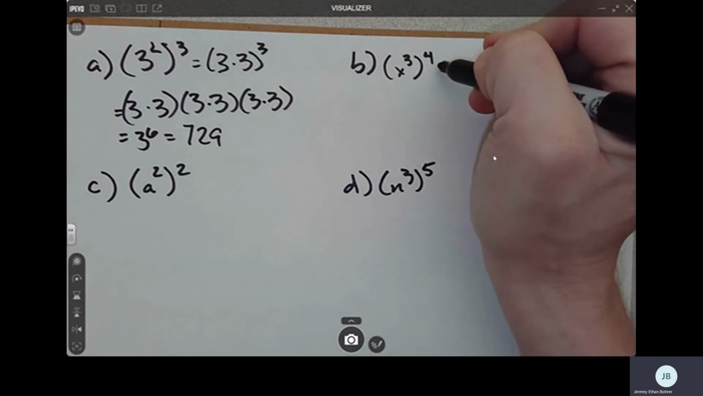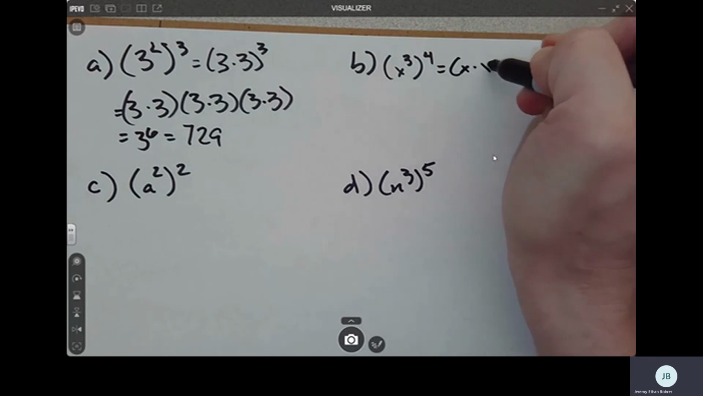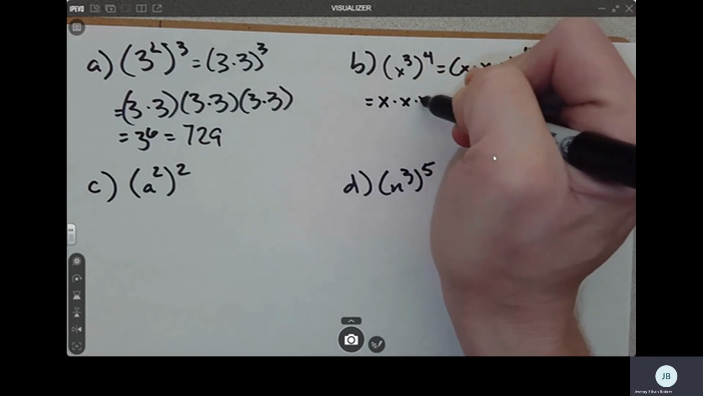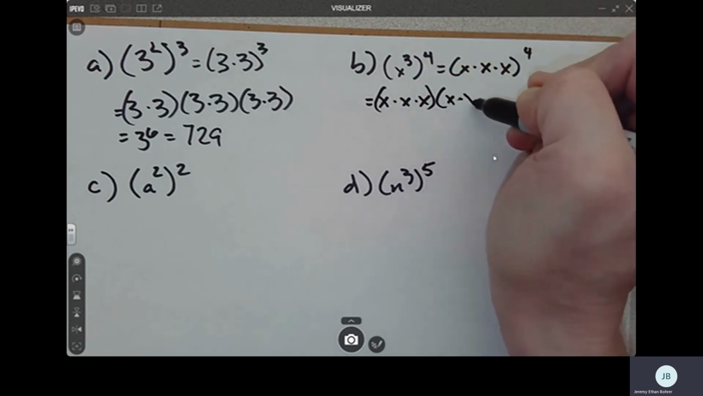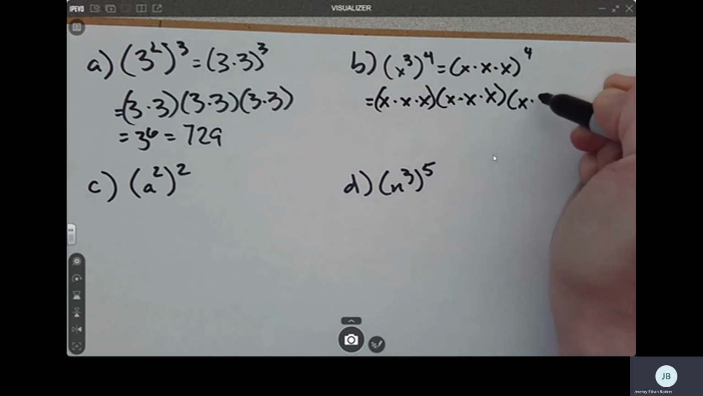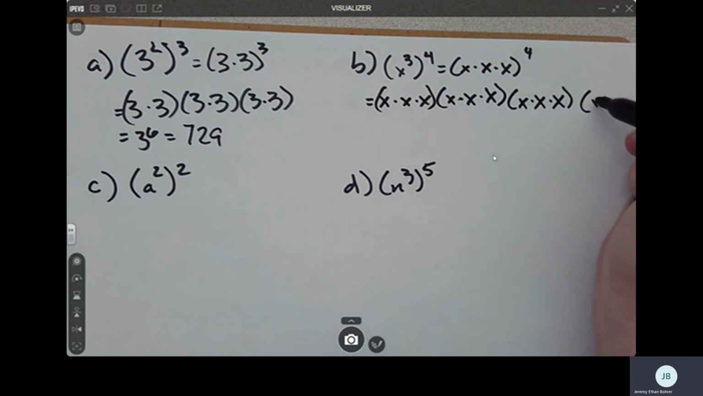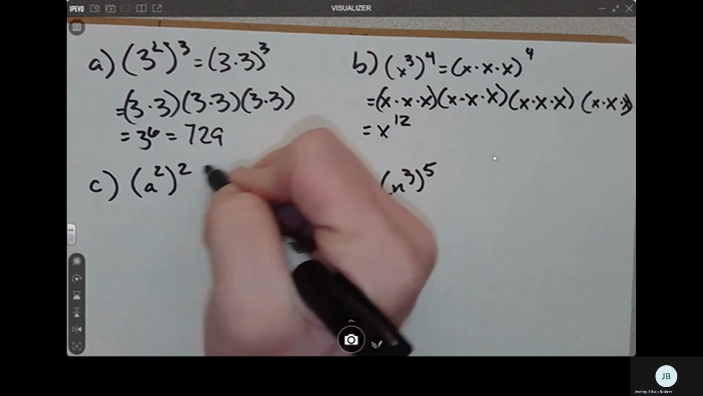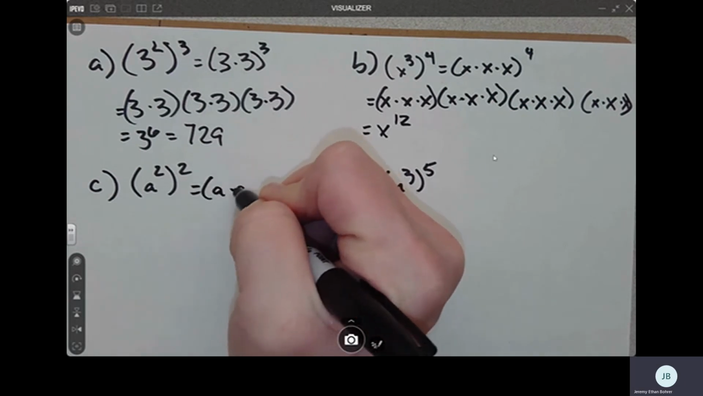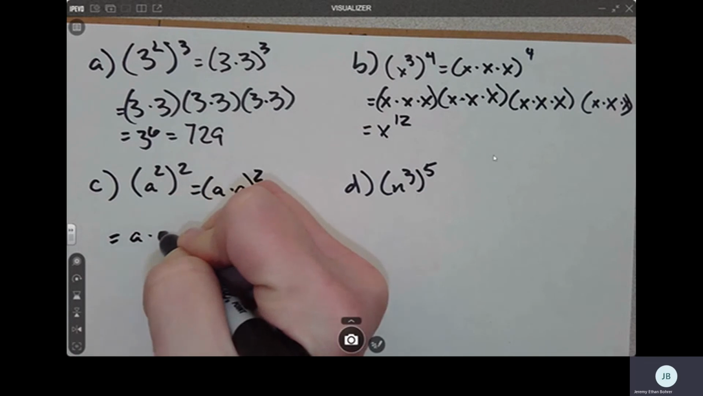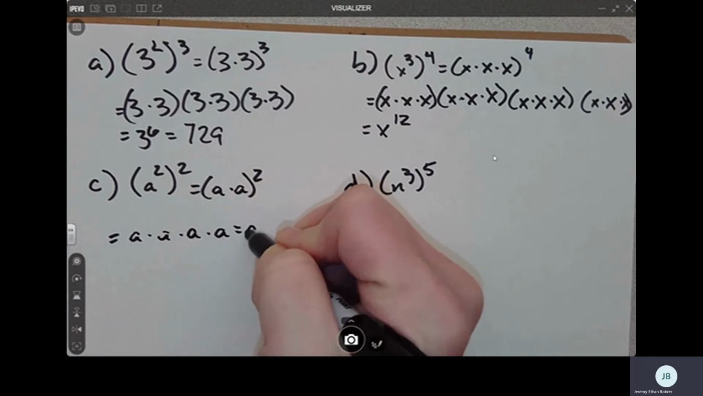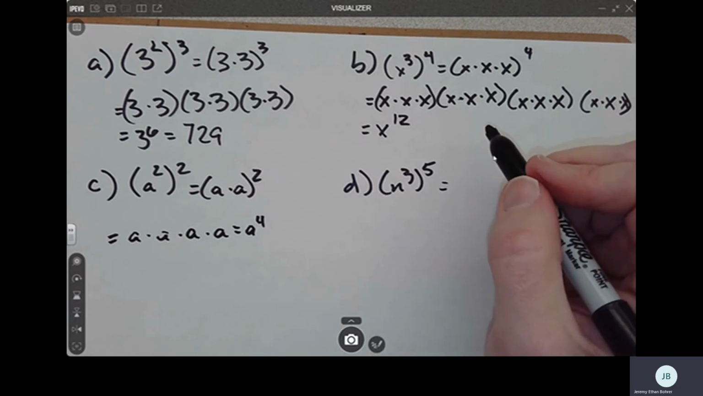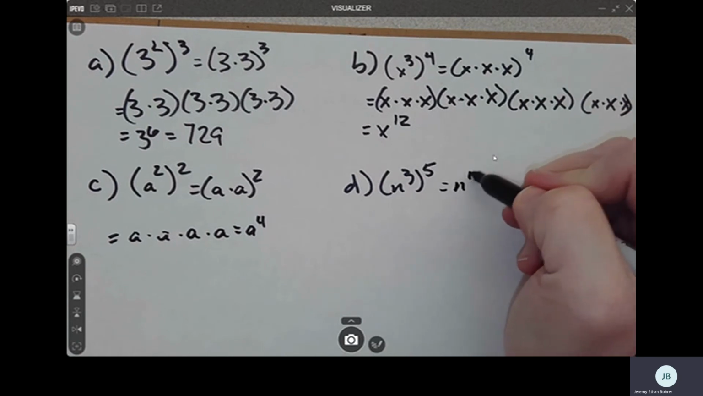Here we've got x cubed to the 4th. So that's x times x times x raised to the 4th power. That's x times x times x times x times x times x times x times x times x times x times x times x, or x to the 12th. A squared squared is a times a squared, which is a times a times a times a, or a to the 4th. And finally, n cubed to the 5th. I am not even going to bother to write out 15 n's. I'm sorry. That's just n to the 15th power.